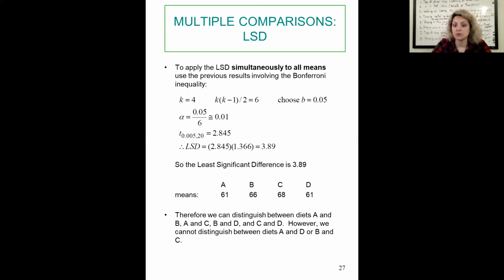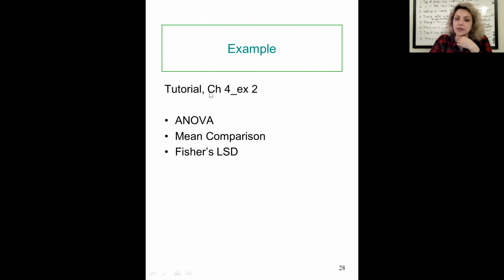However, we cannot distinguish between diet A and D because it's 61 and 61, so the difference is 0, which is less than the LSD number. Or B and C, 66 and 68, the difference is 2, which is less than the LSD number, so we cannot distinguish between these two diets. As a practice problem, look at the tutorial for chapter 4, example 2. The tutorial talks about all of this.